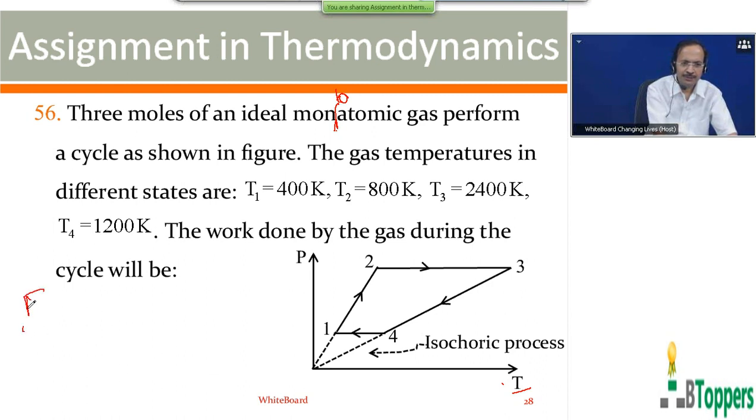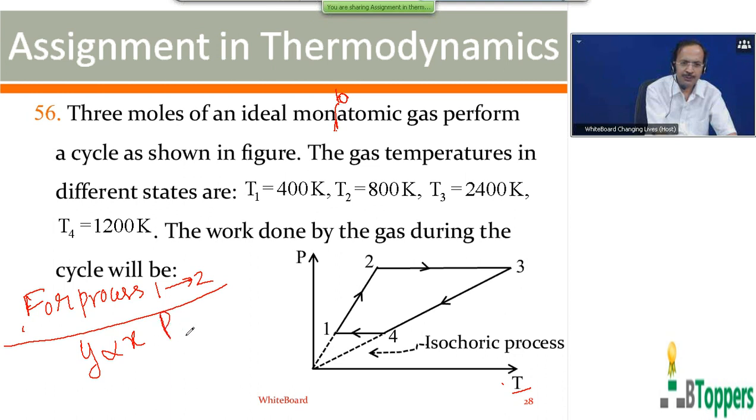So the equation of a straight line passing through the origin is given by y proportional to x. So that means P proportional to T. Here along y-axis, we have pressure, along x-axis, you have temperature. The pressure of the gas will be proportional to the absolute temperature of the gas in the process 1 to 2. Same is the case in the process 3 to 4 also.